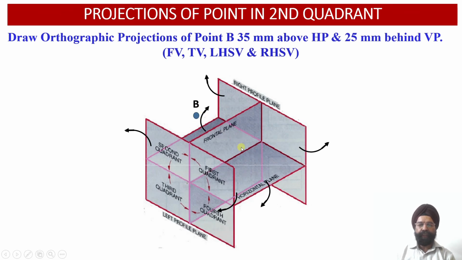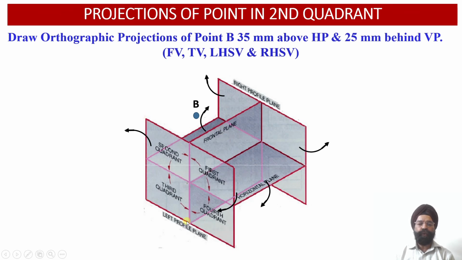As the observer looks at this object from the front, the front view projection of this point B will be available above the XY reference line. Similarly, the top view orthographic projection of this point, which is available on the horizontal plane, as this horizontal plane is rotated in the upward direction, will once again coincide with the front view orthographic projection above the XY reference line.